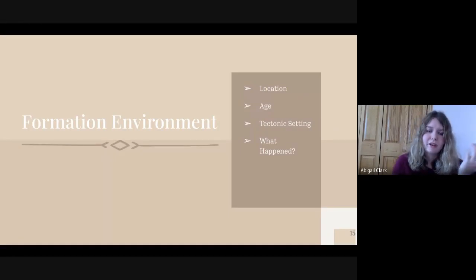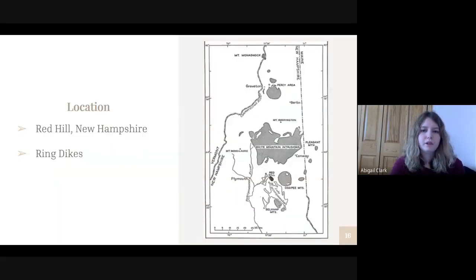So the formation environment, just gonna go over the location, the age, and then the tectonic setting. So this rock was located in Red Hill, New Hampshire, and it is part of a series of ring dikes. And these ring dikes form a chain. So right here we have Red Hill, and then you see the Ossipee Mountains that you see little intrusions that go into Maine. And those are all small ring dikes from presumably the same magma, which also forms this White Mountain magma series.